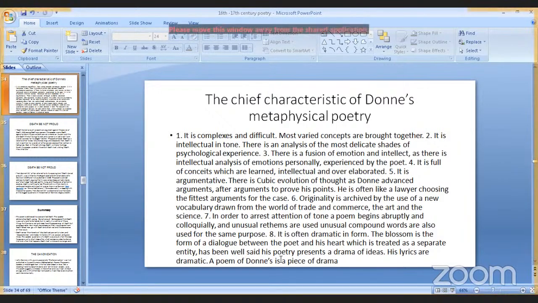art and the science. In order to arrest attention of tone, a poem begins abruptly and colloquially, and unusual rhythms are used. Unusual compound words are also used for the same purpose. And it is often dramatic in form.